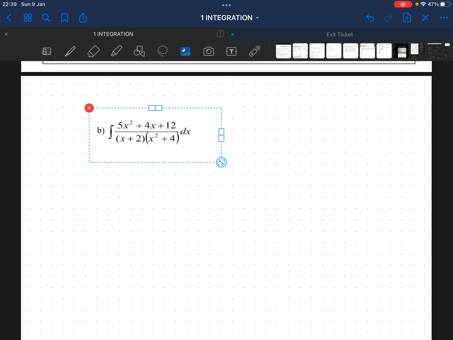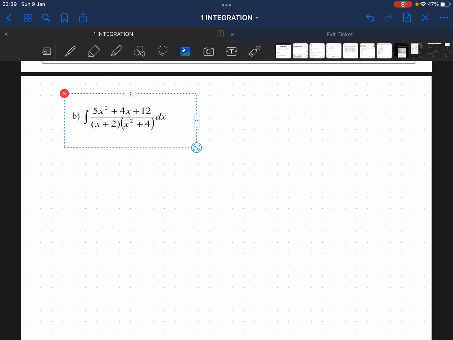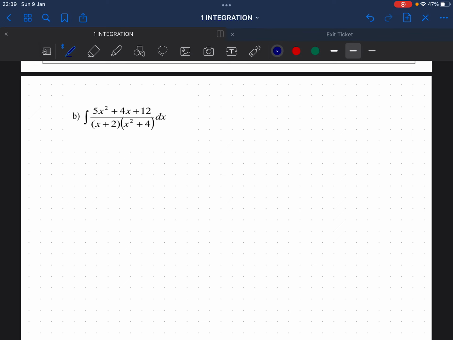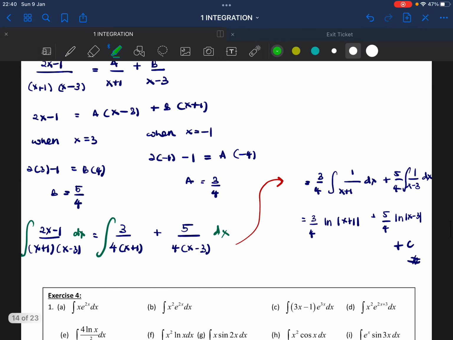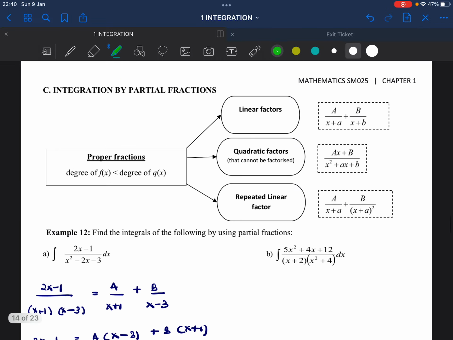Alright, so we have integrate 5x squared plus 4x plus 12 over x plus 2 times x squared plus 4. First, forget the integral. We do the partial fraction first. So we have 5x squared plus 4x plus 12 over x plus 2, x squared plus 4 equals to, so here we have a quadratic that cannot be factorized. So this is linear, so let it be as A over x plus 2. For the quadratic that cannot be factorized, that means you have to put Ax plus B.